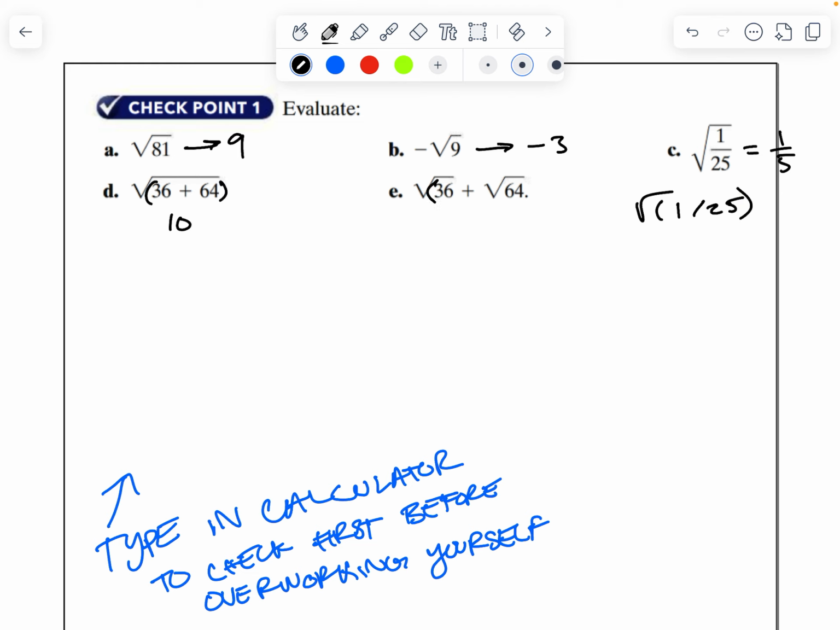On this one, you've got to be careful to close your parentheses after the 36. Start a new square root. It opens parentheses. Close your parentheses after the 64. When you type it in, you should get, again, a 10. No, that's not right. That would be 6 plus 8, which is 14. So notice the square root being over the whole thing is very different from the square root being over the different pieces.